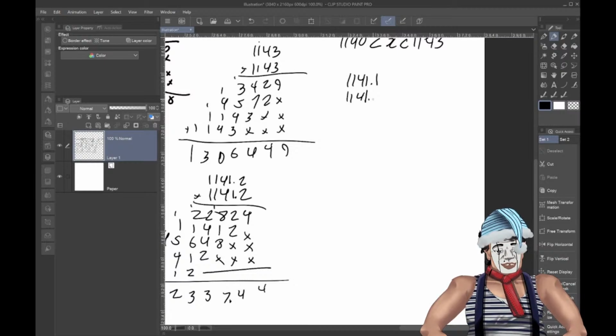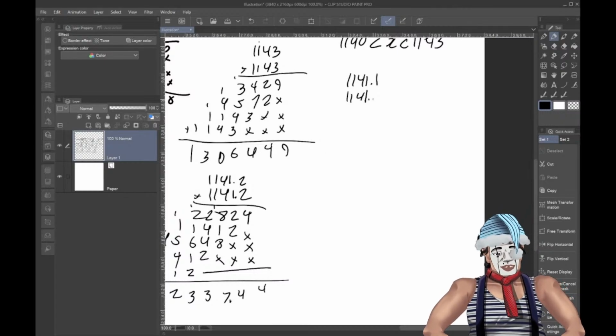1, 1, 4, 0. And 1, 1, 4.1. Is that right? What was my last range? Was 1, 1, 4, 1, 1. Where did I leave it? This is what happens when your math is all over the place. I mean, I guess. So I just need to find some more space then. Not just shrink everything.